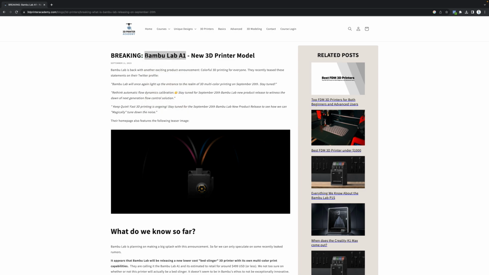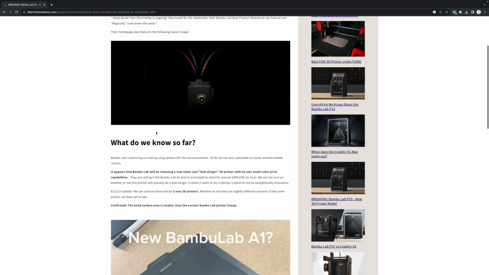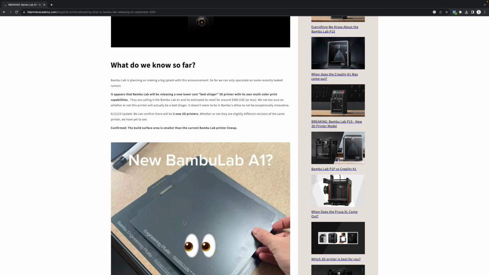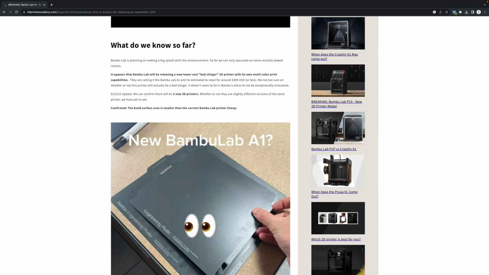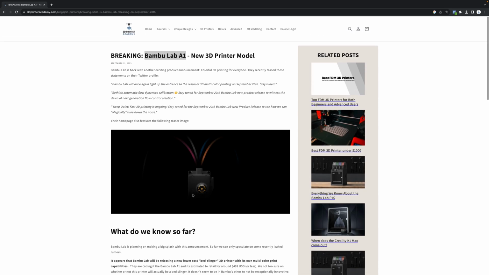And once again, the name has not been confirmed yet, but we do know for sure that there are two different either models or variations of a 3D printer at a lower price point, and at least one has a smaller build plate. So that's all we have for now. I'll be breaking the news as we get more info.